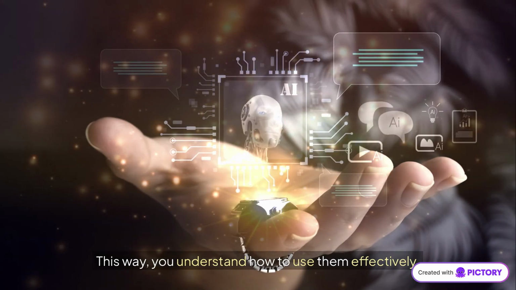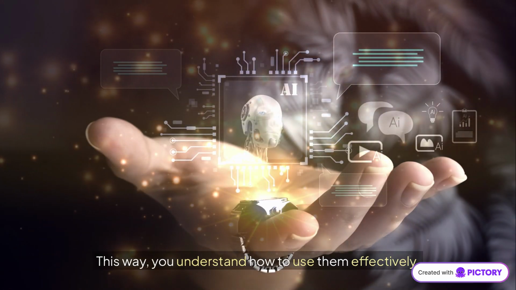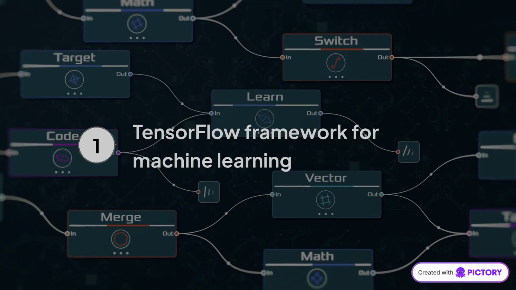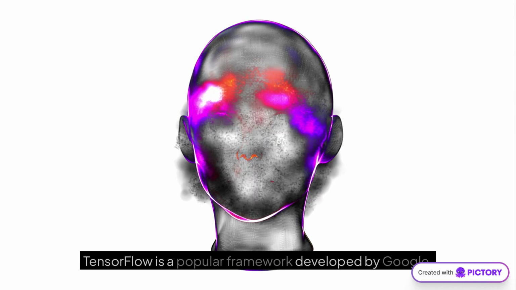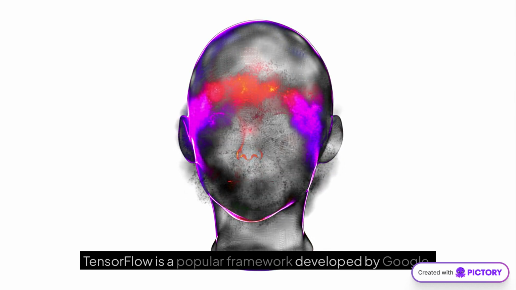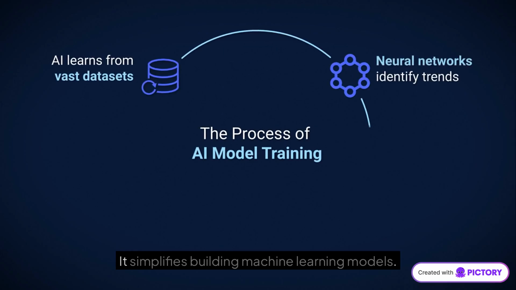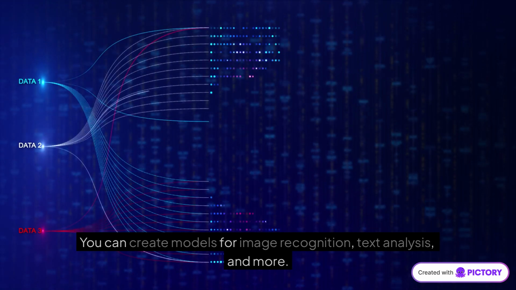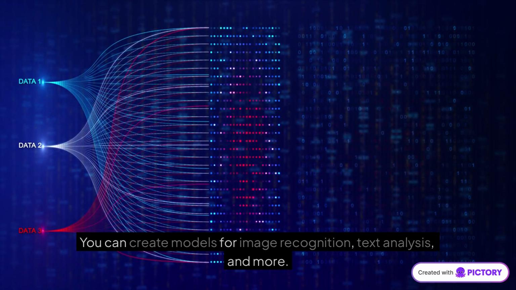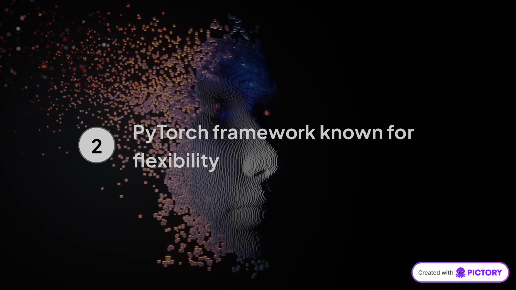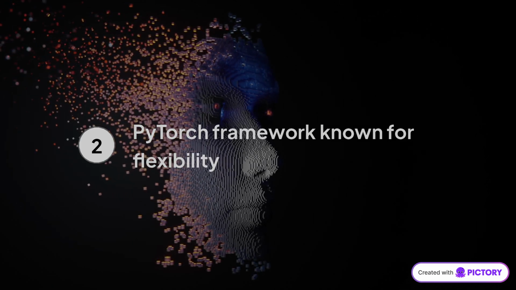First up is TensorFlow. This is a powerful library developed by Google that offers a comprehensive ecosystem for machine learning. TensorFlow allows you to build and train neural networks easily. It's great for both beginners and experienced developers. With TensorFlow, the possibilities are endless, from creating simple models to complex applications in computer vision. Plus, it has extensive documentation and a supportive community, making it a perfect starting point.